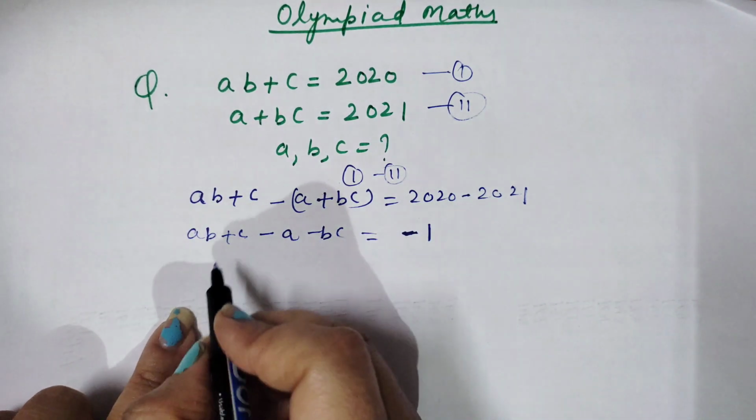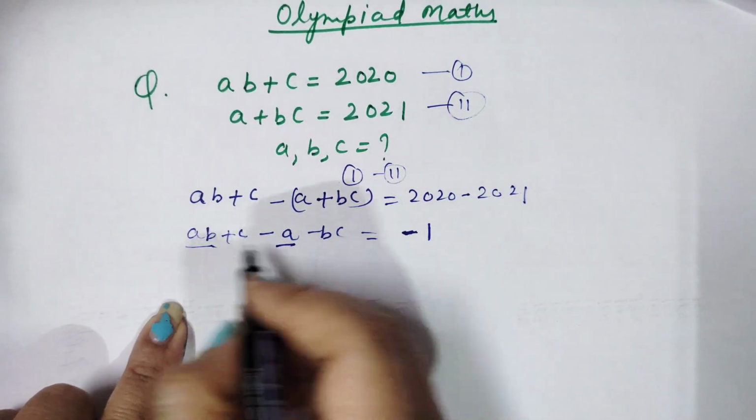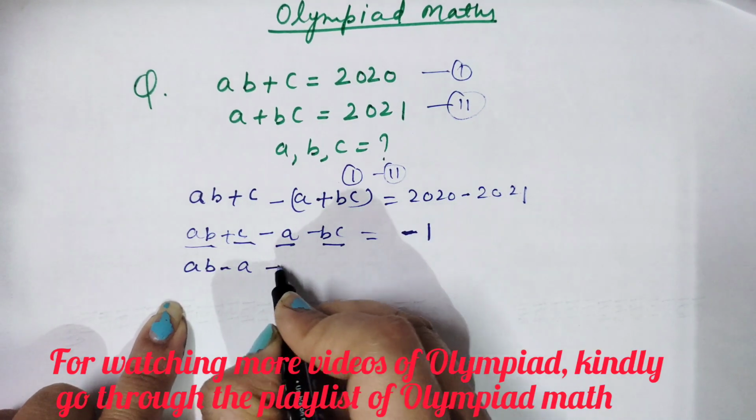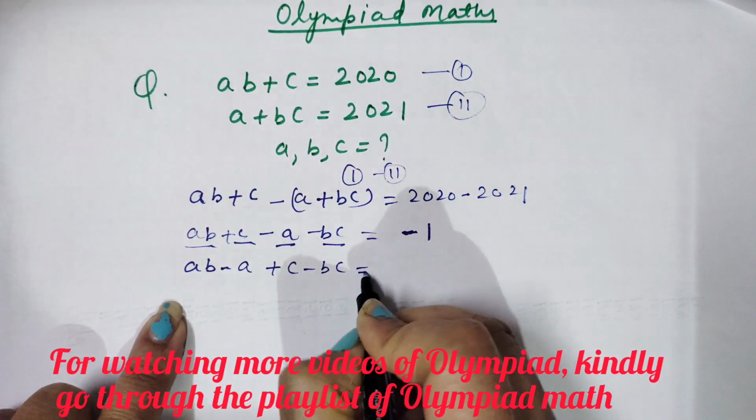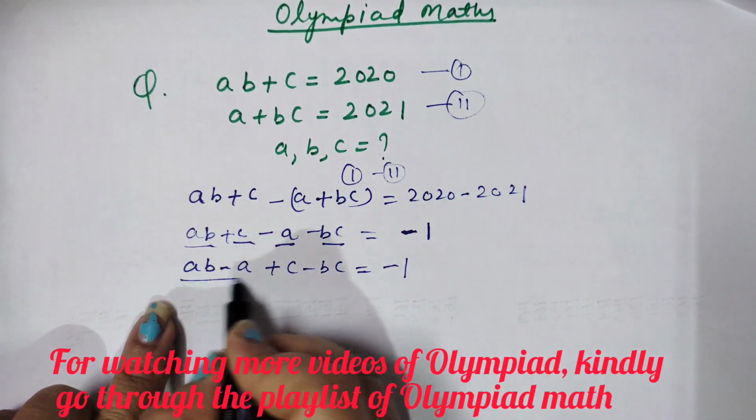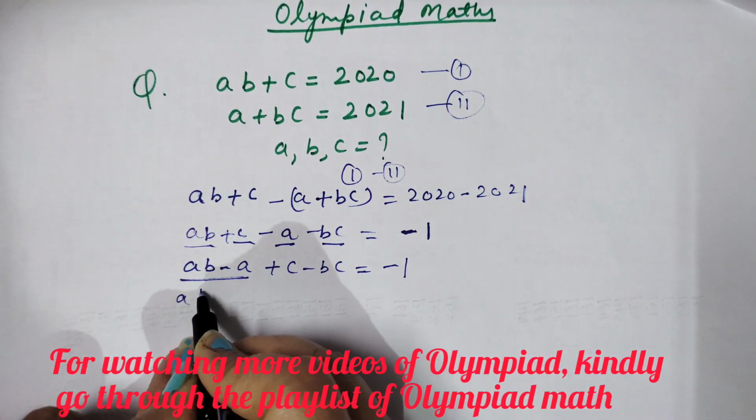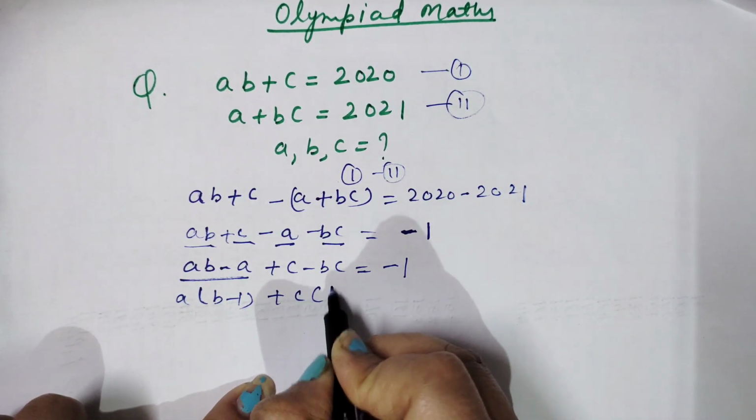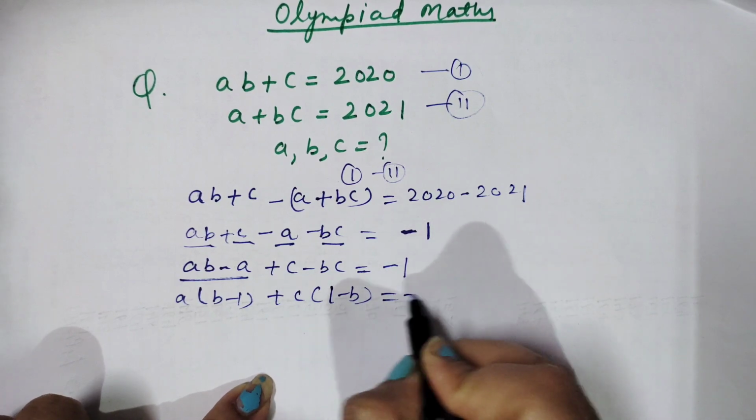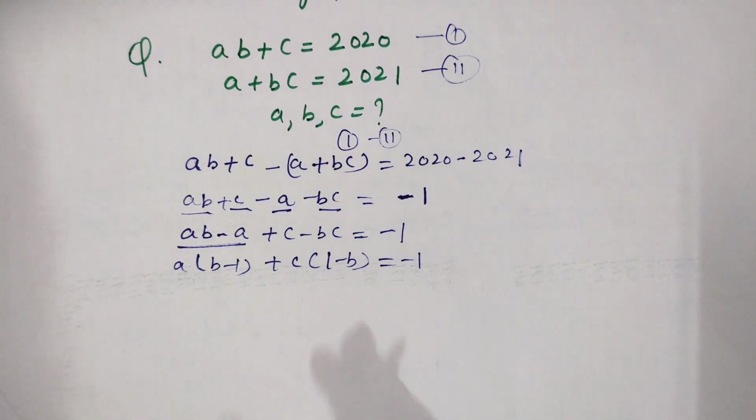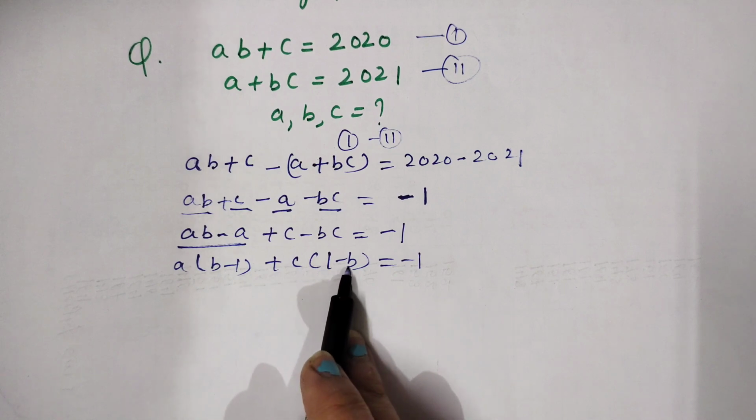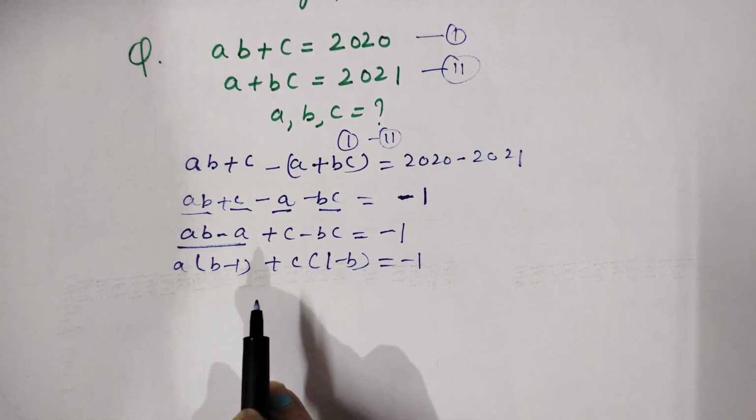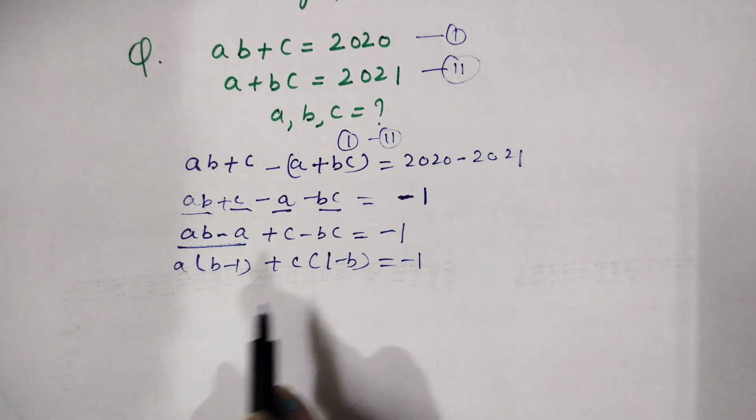Now you can see AB and A, in these two terms A is common, and in these two terms C is common. So A is common here, so it is B minus 1, and here C is common, it is 1 minus B, equals minus 1. Now you can see here B minus 1, here 1 minus B. Both are not the same, only the sign is different. So first we will make the sign the same.